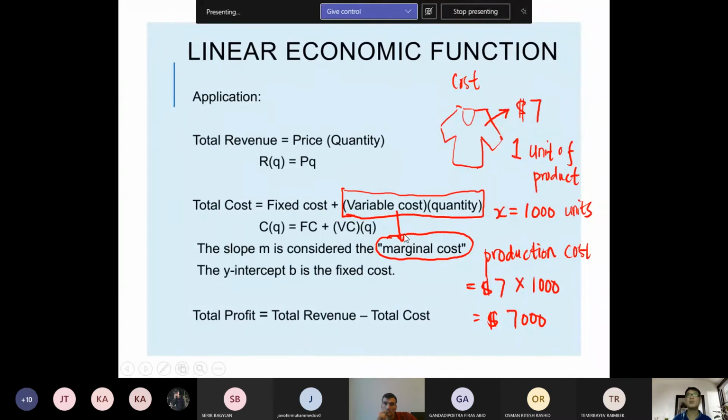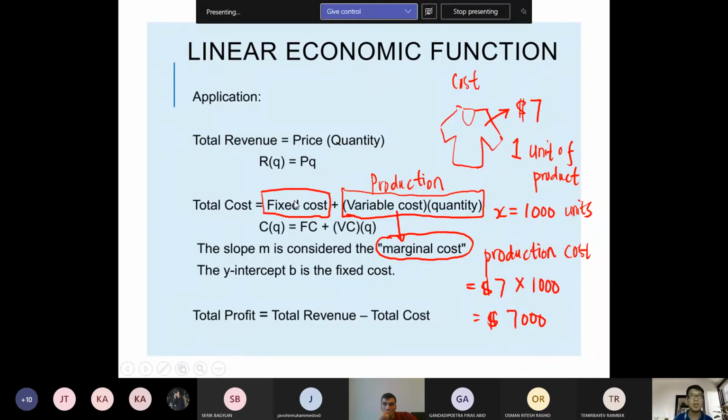Now, besides the production cost, we also need to calculate the fixed cost. We have another type of cost called the fixed cost. The fixed cost means that whether you have business or not, you need to pay for it.